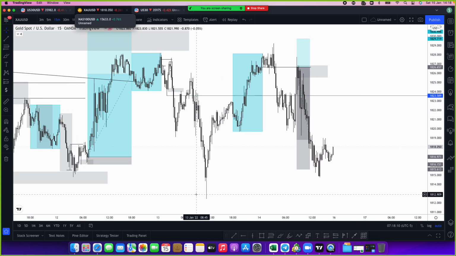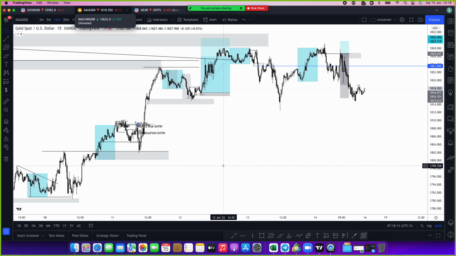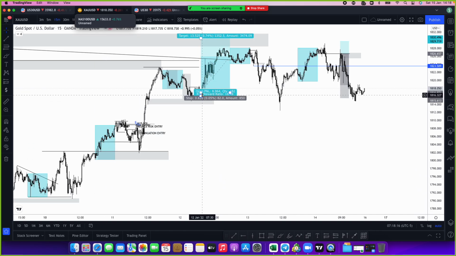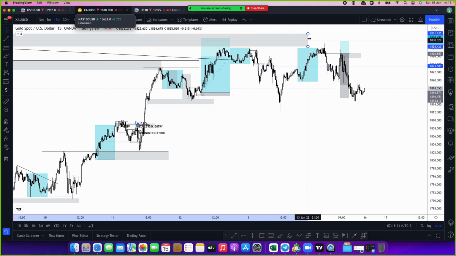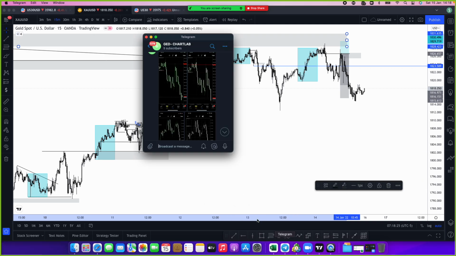And what happened to my gold here? Remember from the previous Monday, I took this area. I think on the 12th, I took this entry. I was targeting this high. This was the higher point that I was targeting. If you remember, even from the previous video, I explained these things.